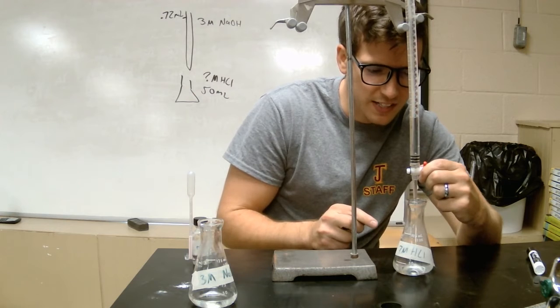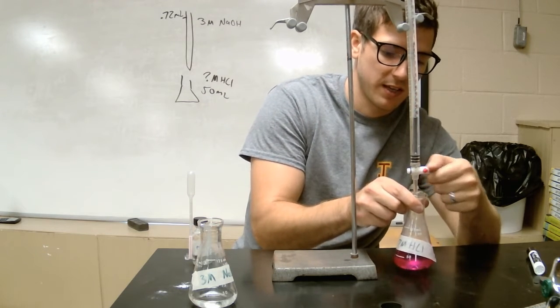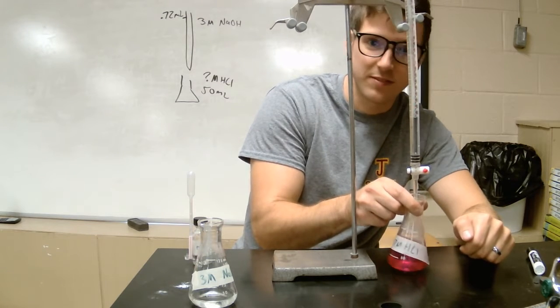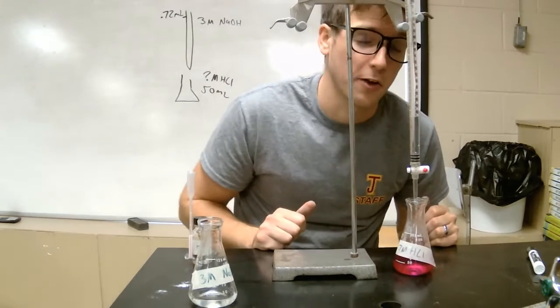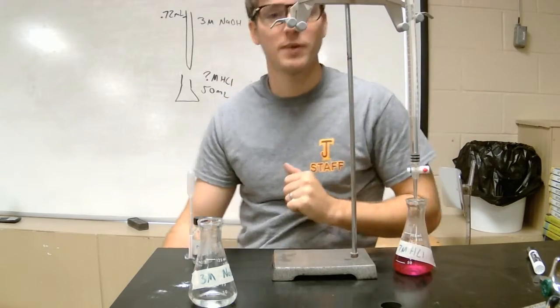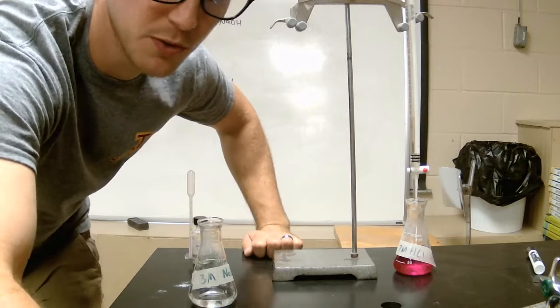So I'm going to start adding it drop-wise because I'm getting real close, and that pink is not going to want to go away. And right now, I'm swirling it, and the pink's staying. Okay, so that means I have hit my equivalence point. So I'm going to go ahead and take another picture of our final volume, and then we can figure out how much total volume of our titrant we used.